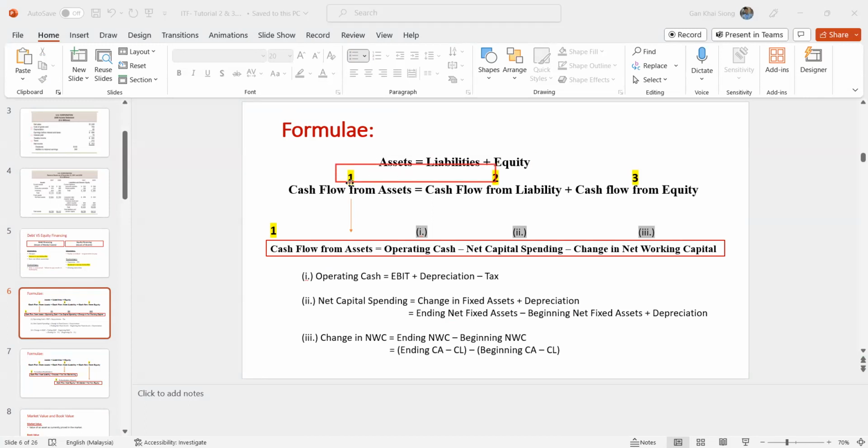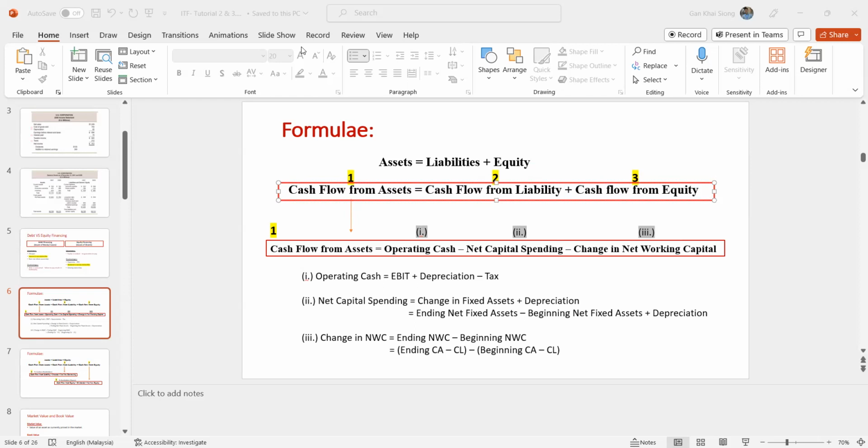Now, I want to extend this formula to this one. I want to see that the cash flow from assets, that means cash flow in the assets component, equals the cash flow to liability and cash flow to equity. We have three components over here. I label them as 1, 2, 3, and each component will have extensive formulas that are very important. Before we look into the detailed formulas, I want you to understand this simple formula first.